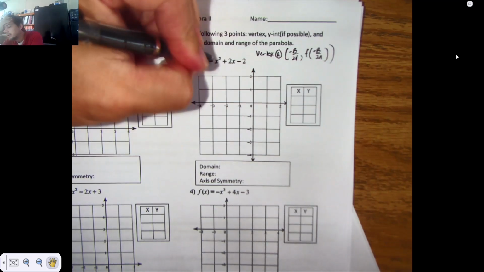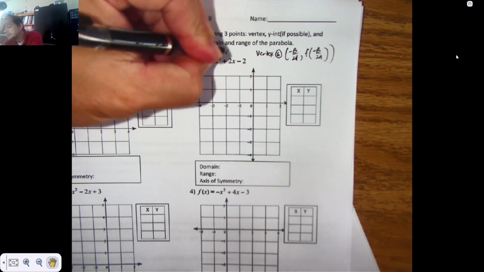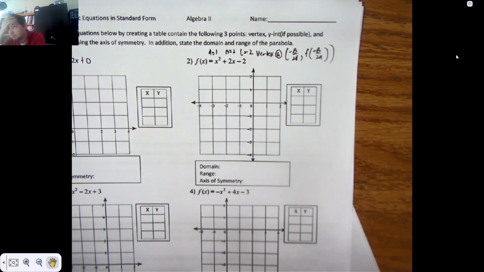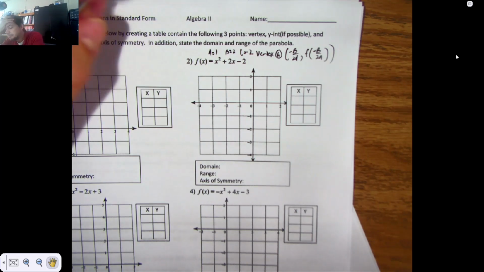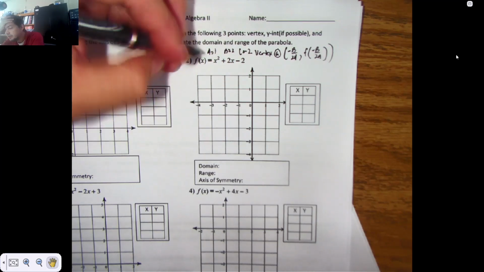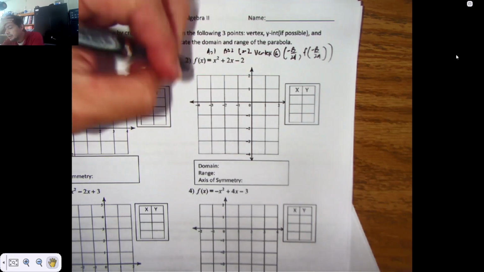All right, so a is 1, b is 2, and c is negative 2. We don't need c today. We need it tomorrow, but we don't need it today. Anyways, getting a good habit of knowing what a, b, and c are. So I'm going to follow my little formula here.